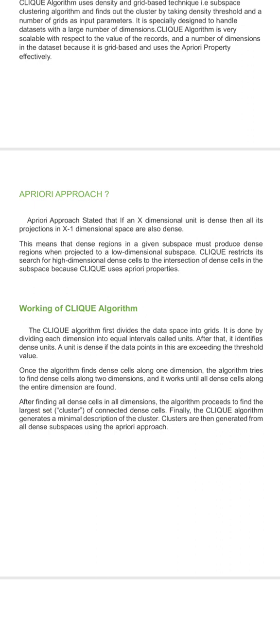The CLIQUE algorithm first divides the data space into grids. It is done by dividing each dimension into equal intervals called units. After that, it defines dense units. A unit is dense if the data points in it exceed the threshold value. Once the algorithm finds dense cells along one dimension, it tries to find dense cells along two dimensions, and it works until all dense cells along the entire dimension are found.